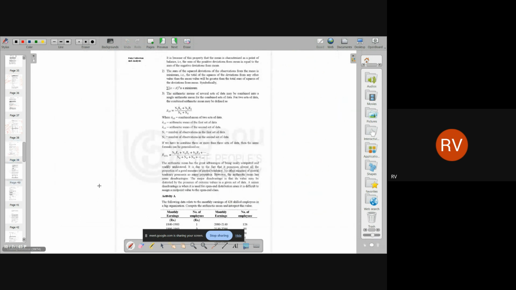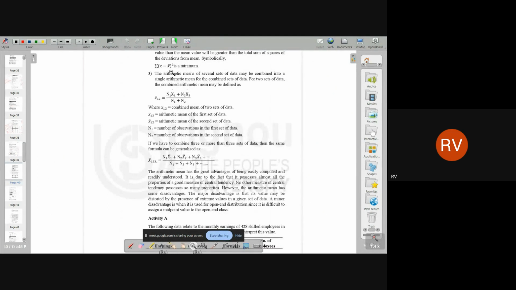The second property is that sigma x minus x bar, the whole squared, is minimum. The first property is sigma x minus x bar is equal to 0. The second property is sigma x minus x bar the whole squared is minimum. These are the two properties of arithmetic mean.